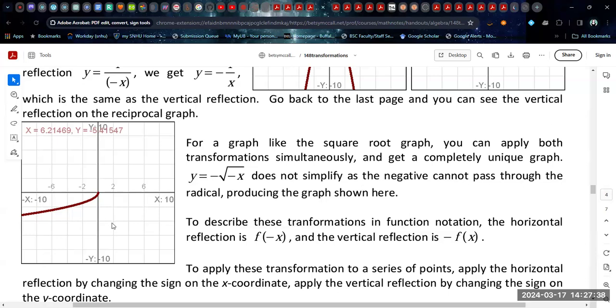Now, to describe these transformations in function notation, the horizontal reflection, again, anything horizontal is inside the function notation. So this is f of negative x. So that tells me replace x with negative x. And the vertical reflection is negative f of x. So apply the negative to the whole function.